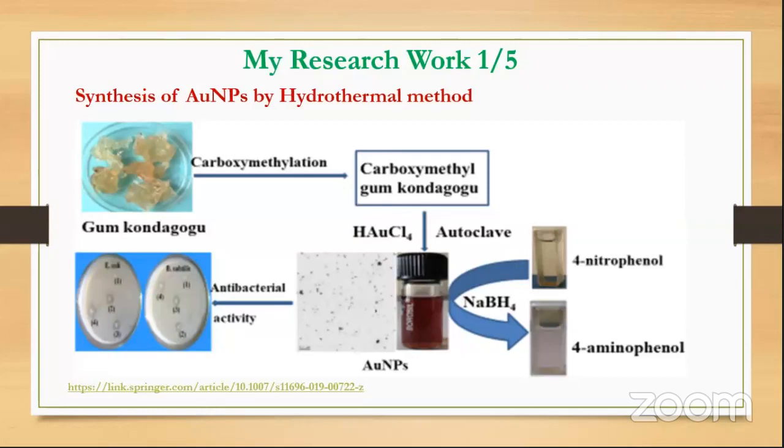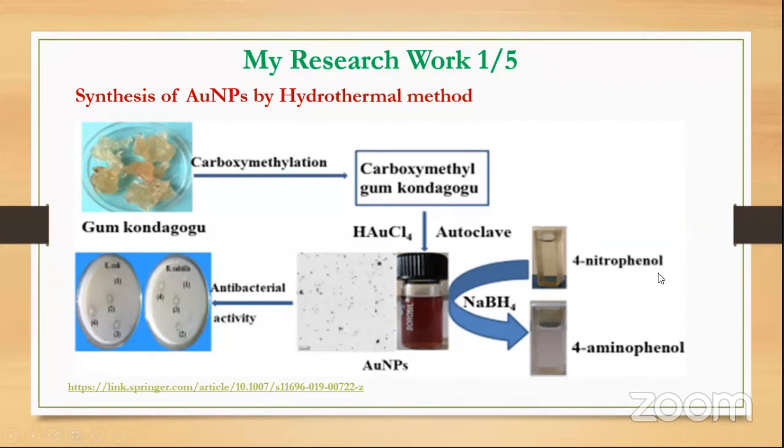I have made the solution. After that, I kept the solution in the autoclave. The red color solution is often called nano gold solution. Colloidal gold nanoparticle solution is what we obtain. This colloidal gold nanoparticle solution I have used as an antimicrobial agent for biological applications.